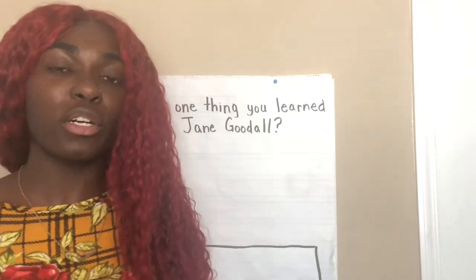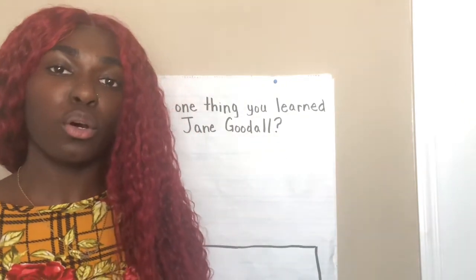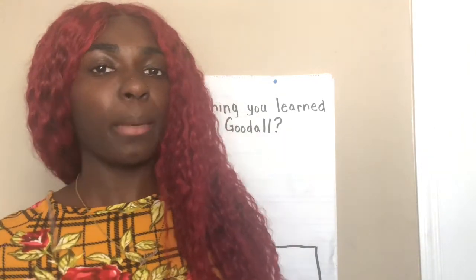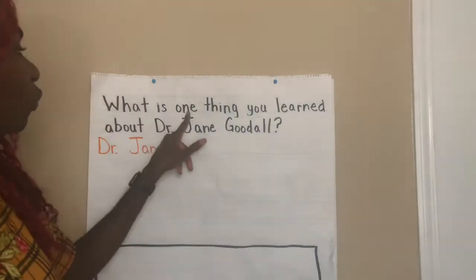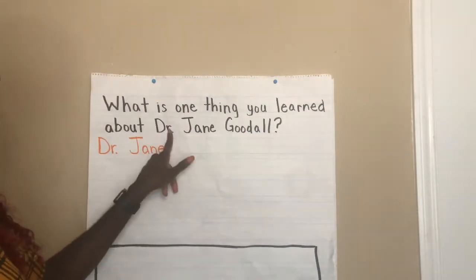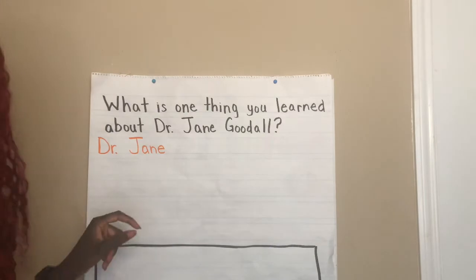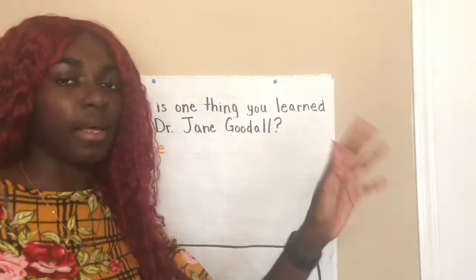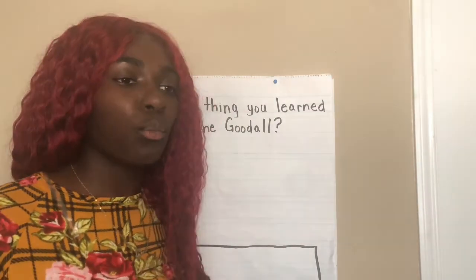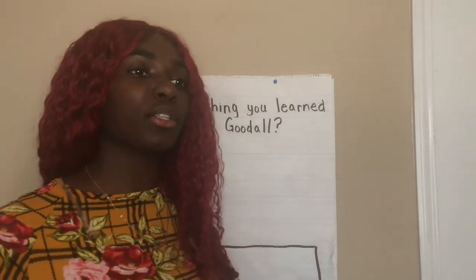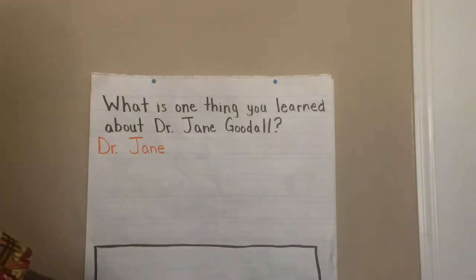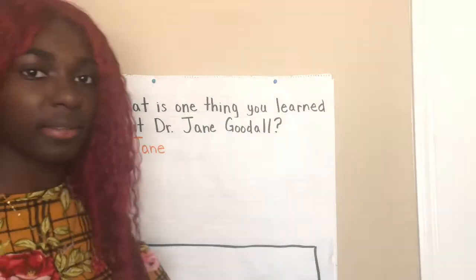So now we're going to write and draw to represent what we read. So I'm going to read to you our writing prompt. What is one thing you learned about Dr. Jane Goodall? And then we're going to start our sentence with Dr. Jane, blah, blah, blah. So I'm going to write Dr. Jane cares for the chimpanzees. And then I'm going to draw that in my box.